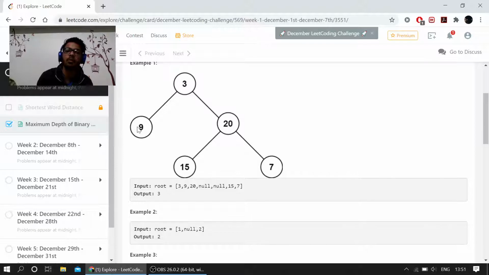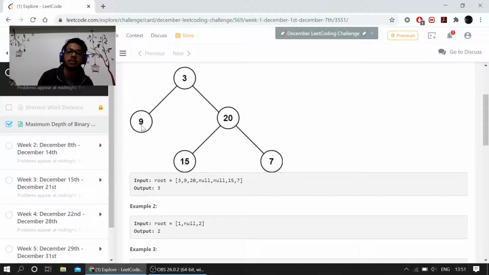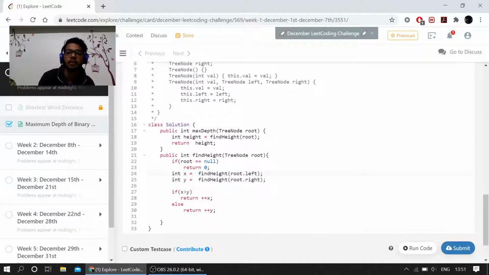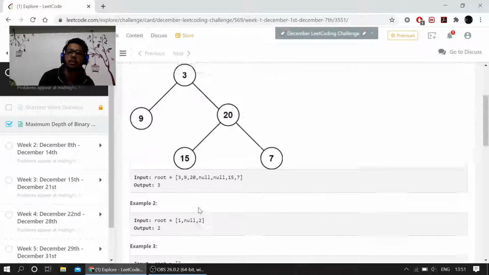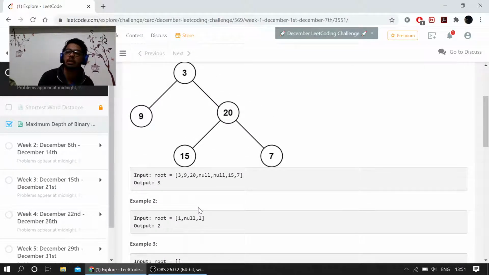The first call is for the left, so we will finish the left first. In the left, it calls the left of the left and the right of the left. Since they both are null, x equals 0 as well as y equals 0 for this call. Then I return y plus 1, because of the condition that if x is greater than y, otherwise it will go to else and return y plus plus, that is 0 plus 1, that is 1. Since both of them are equal, it does not matter whether we increment y or x, it's the same thing.